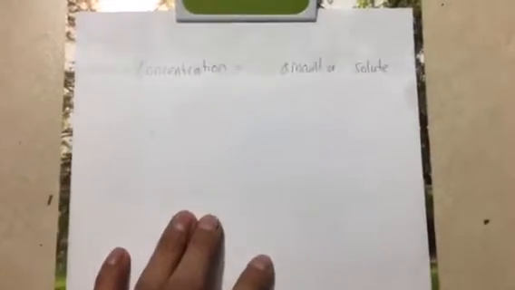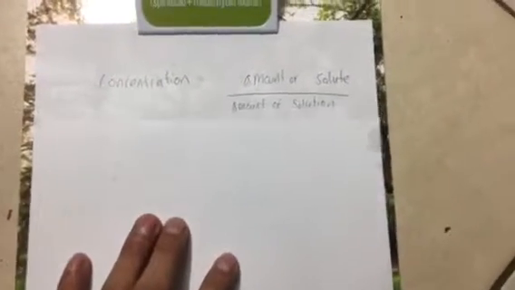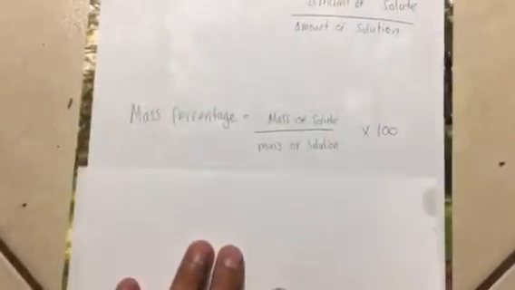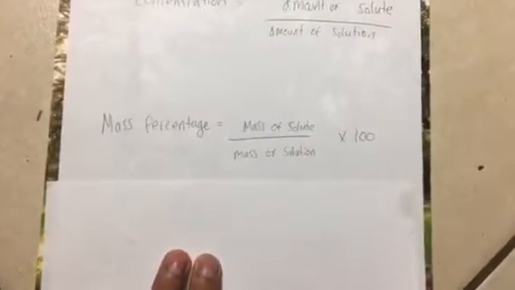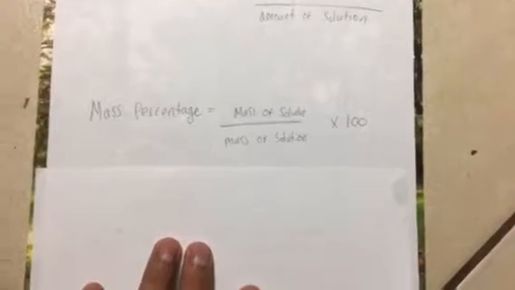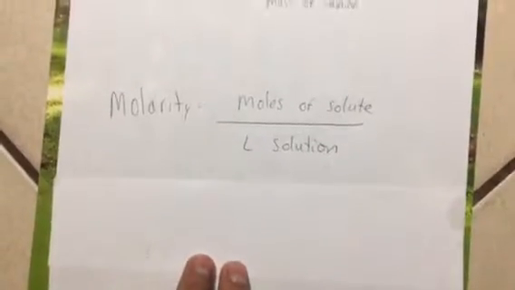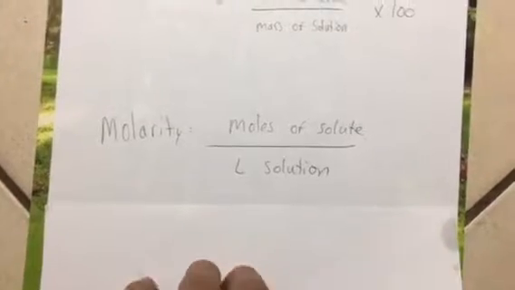Three important formulas that we learned in this chapter are concentration, which is amount of solute divided by solution; mass percentage, mass of solute divided by mass of solution times 100; and molarity, moles of solute divided by liters of solution. I'll give some examples in a little bit.